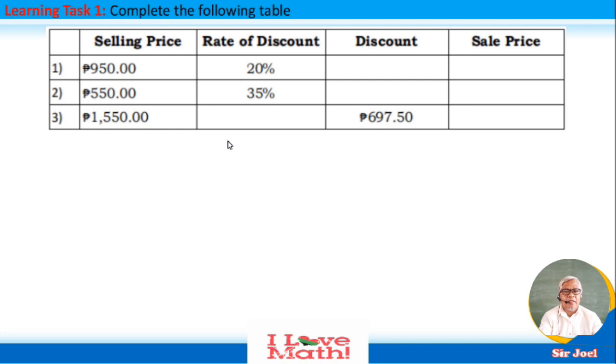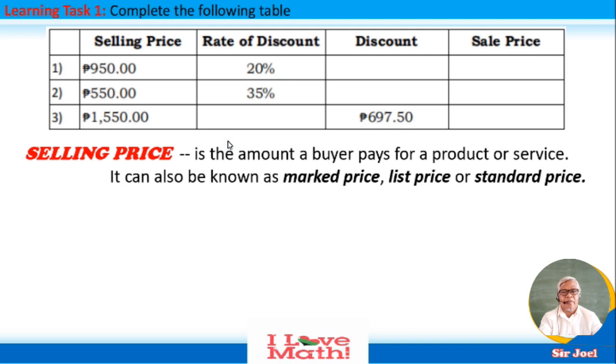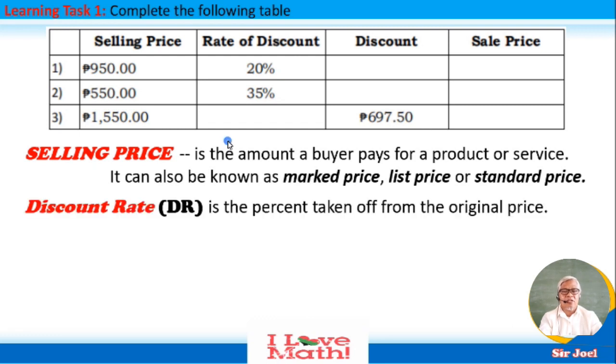Learning task number 1. We're asked to complete the table. If you notice, titingnan natin yung nasa taas ng table. Meron tayong selling price, rate of discount, discount, and sale price. Isa-isahin muna natin kung anong ibig sabihin itong mga to. When we say selling price, it is the amount a buyer pays for a product or service. Selling price can also be known as mark price, list price, or standard price. So, ito yung kung saan ay amount na babayaran natin sa isang produkto o sa isang serbisyo.